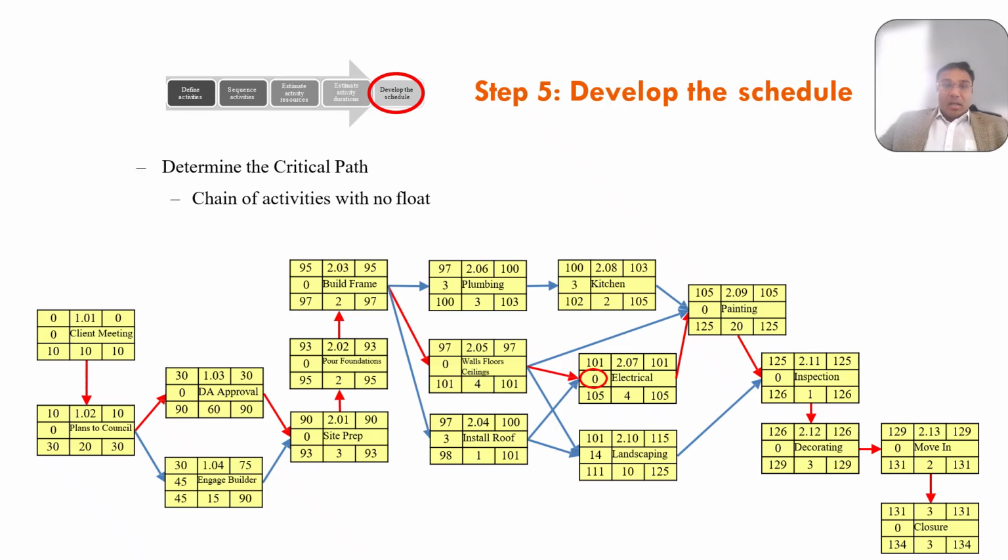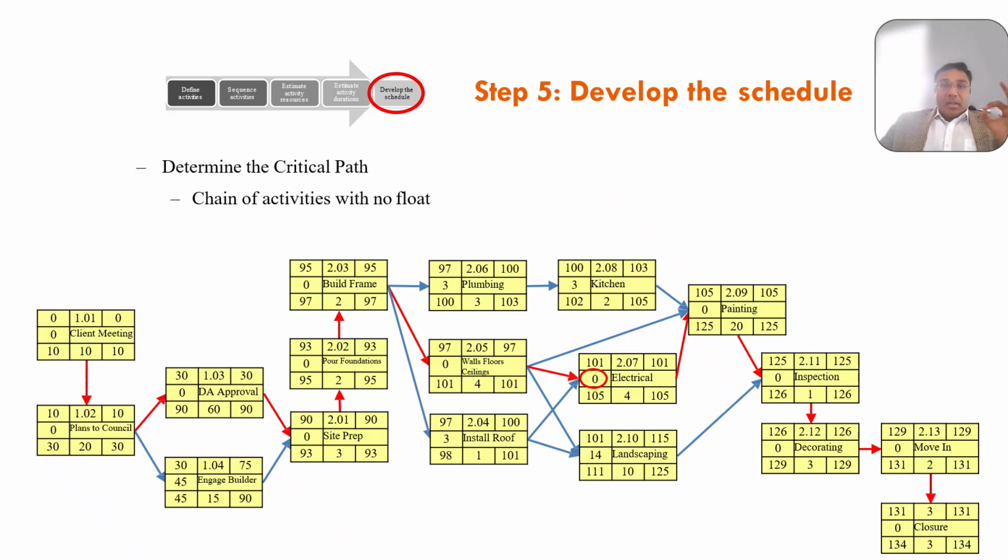Now you look at the client meeting 1.01. The latest start is obviously 0 and the early start is 0. So the float is 0. So that's critical. It hasn't started. But if you look at 1.04, engaging your builder, the latest start has to be 45 and the earliest start is 30. Now the float becomes 45 minus 30, which is 15, which is not a critical one. So identifying the critical path is to follow activities with float 0 from start to finish. So that is the key to identifying your critical path.